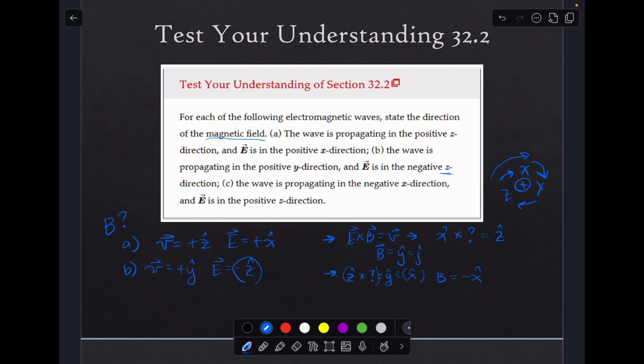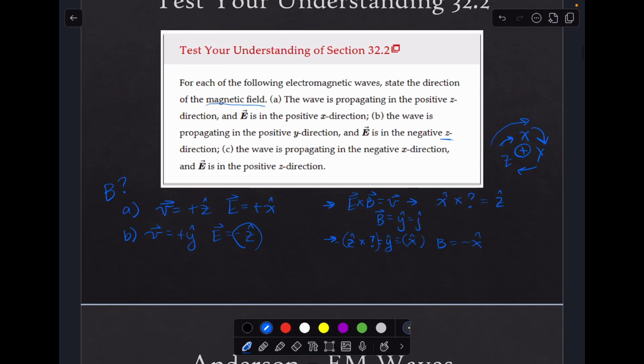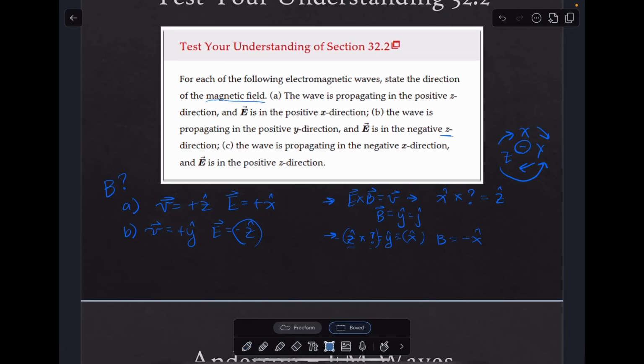So basically the technique here is to pull out your negatives and then bring them back in later once you've figured out the cycle, okay? And they're just a negative sign, so you can multiply them in and take them out whenever you want, as long as you keep good track of them. So for part C, we have the wave propagating in the negative X, and then our E field in the positive Z. So we are answering the question, Z cross what gives me negative X?